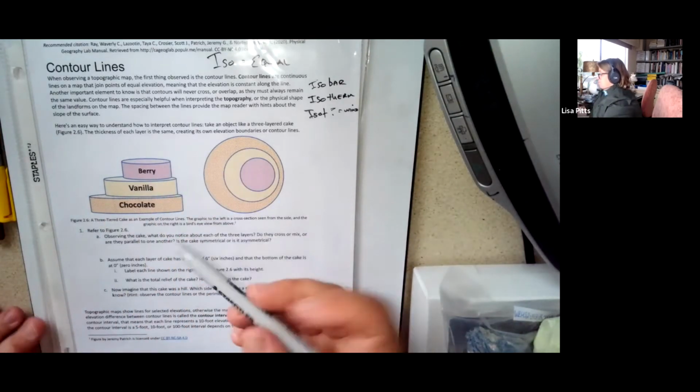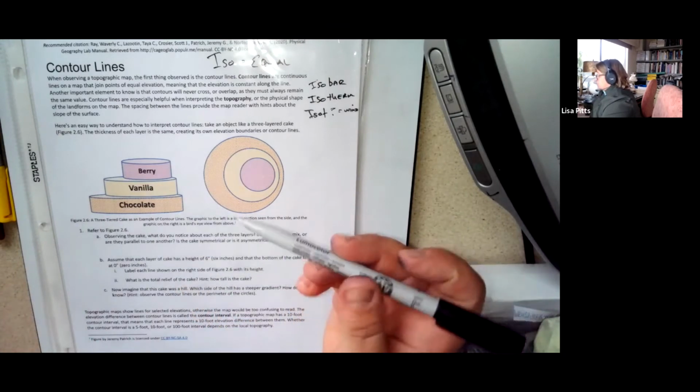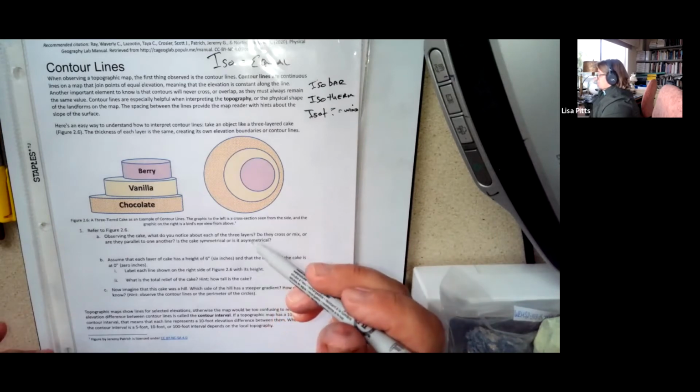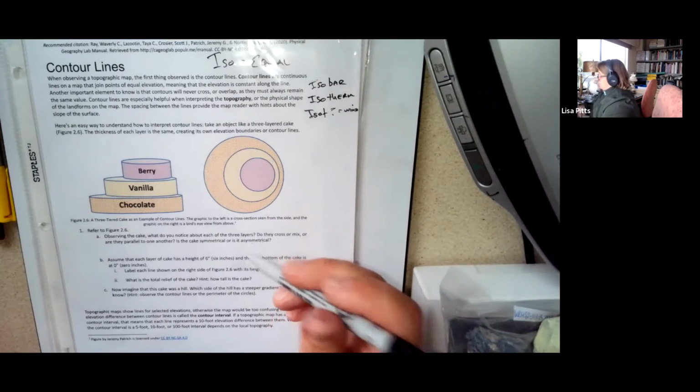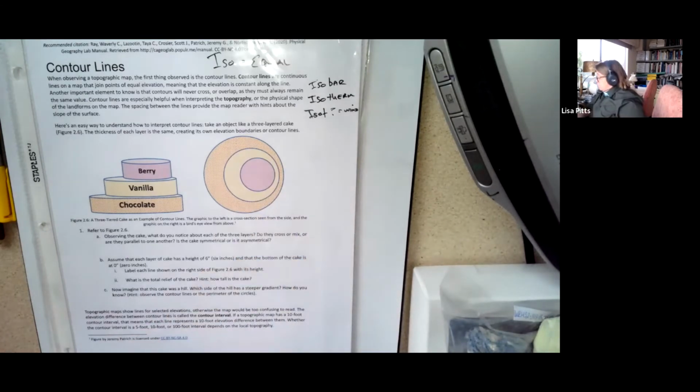So the first thing we need to do is observe the cake. What do you notice about each of the three layers? Do they cross or mix? Are they parallel to one another? Is the cake symmetrical or asymmetrical? Let's deal with each of these questions separately. We'll start with, what do you notice about the three layers?